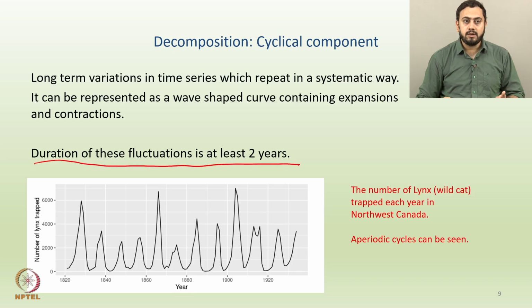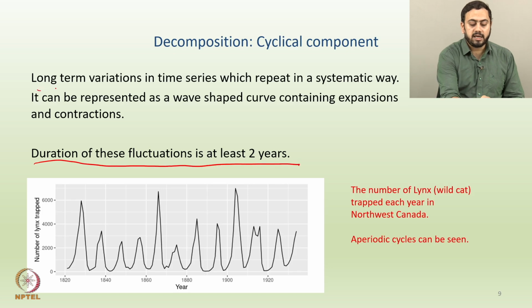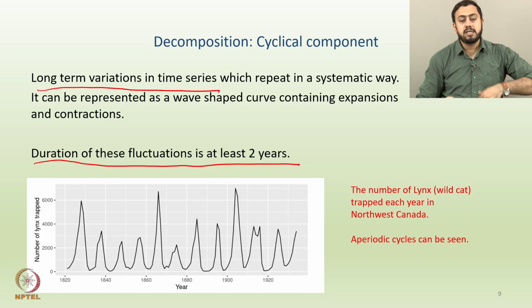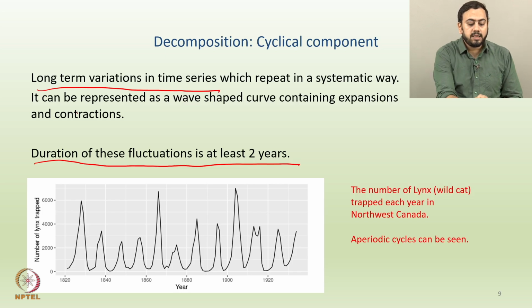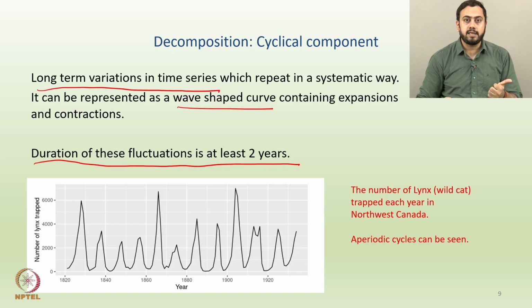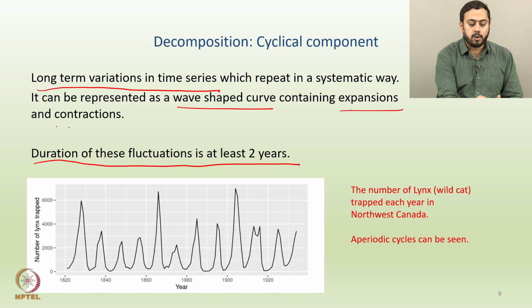And what do you mean by a cyclical component? So any long term variation in a time series, which is obviously longer than seasonality, which repeats in a systematic way. Okay. And one can describe the cyclicality in a wave shaped curve. So we saw the example of the business cycle a short while back. Even there one can see a wave shaped curve with some peaks and some troughs, etc. Okay. And these wave shaped curves contain expansions and contractions.